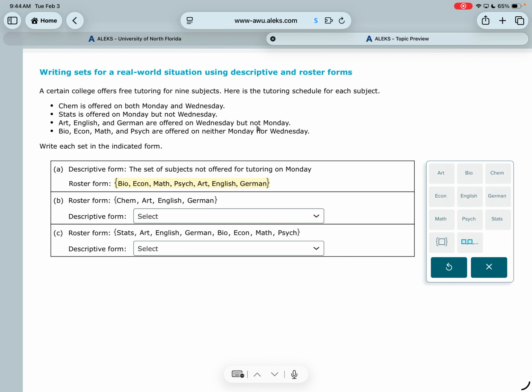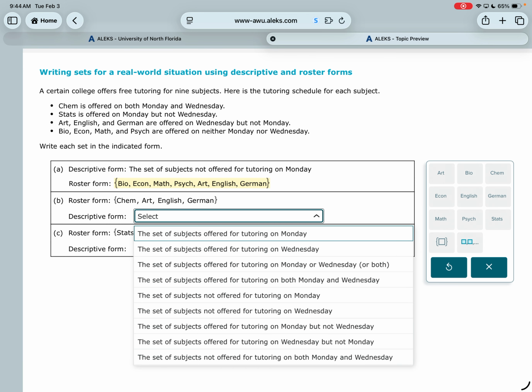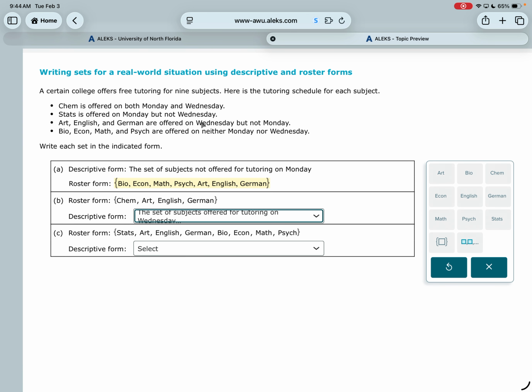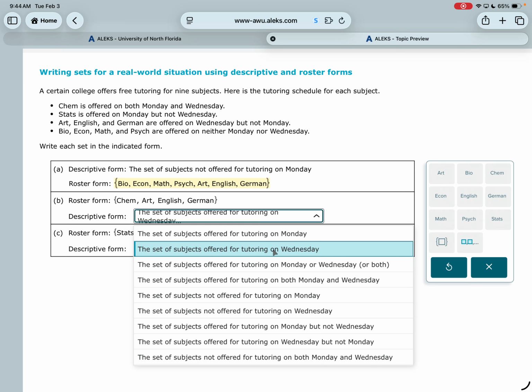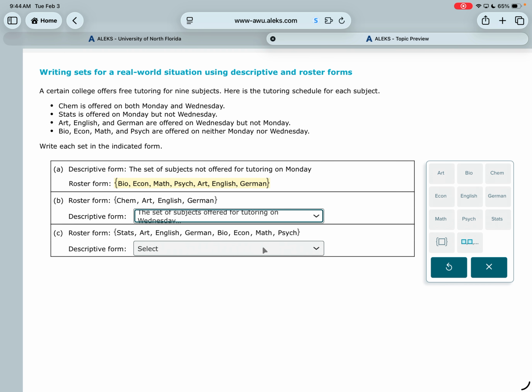So they're all on Wednesday, maybe? Yeah, I think I like that one. They're all on Wednesday, right? Because Kim is Monday and Wednesday. Art, English, German are offered on Wednesday, but not Monday. So yeah, it's the stuff that's offered on Wednesday. Stats, Art, English, German, Bio, Econ, Math, Psych. Bio, Econ, Math, Psych is the ones that are not offered either. Stats is on Monday, but not Wednesday. Art, English, German are offered on Wednesday, but not Monday. Oh, okay.